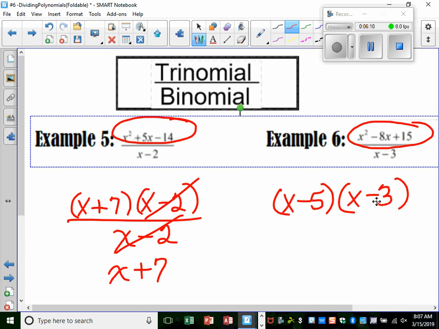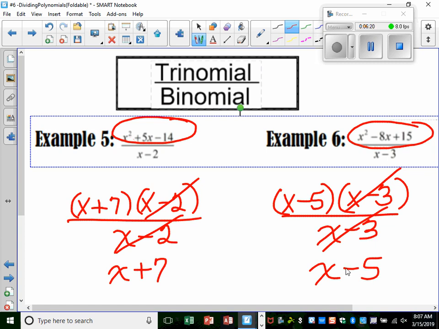Okay, a minus 3 and a minus 5. We cross out the minus 3's and we're left with x minus 5. Again, it's just all factoring and crossing out like pairs, and you can only cross out one pair at a time. So if there had been another x minus 2 at the top, I can't cross it out again unless I had another x minus 2 at the bottom.